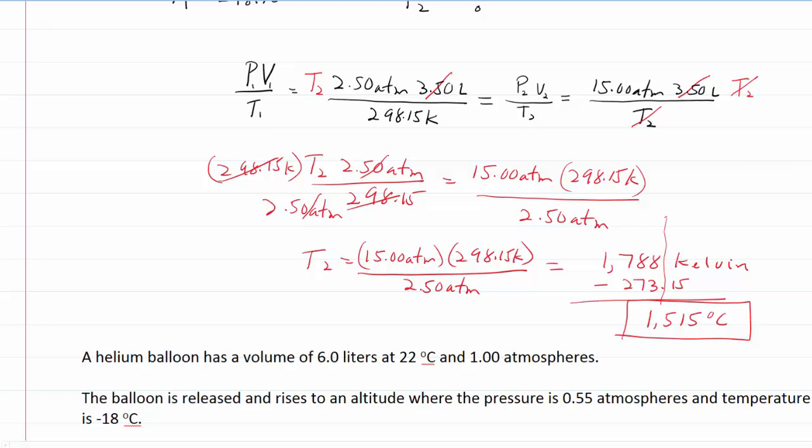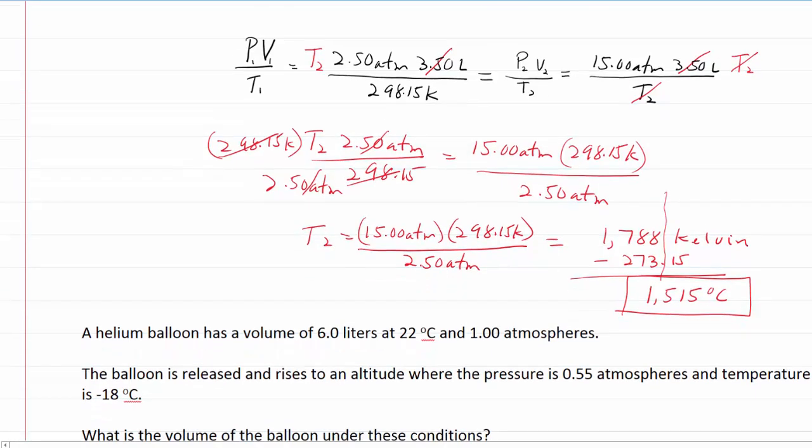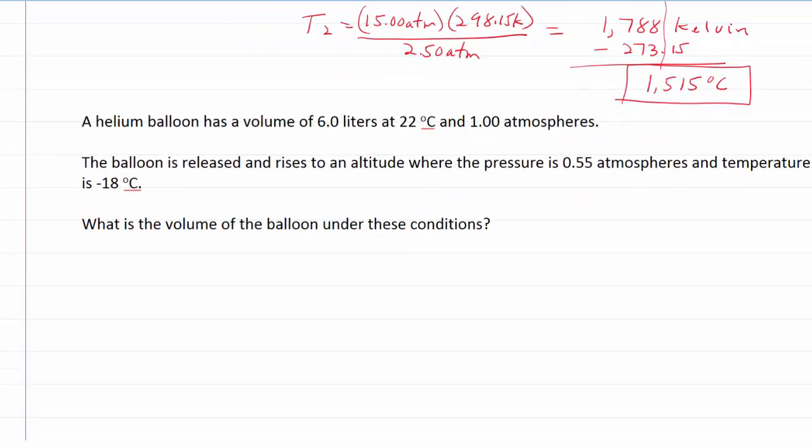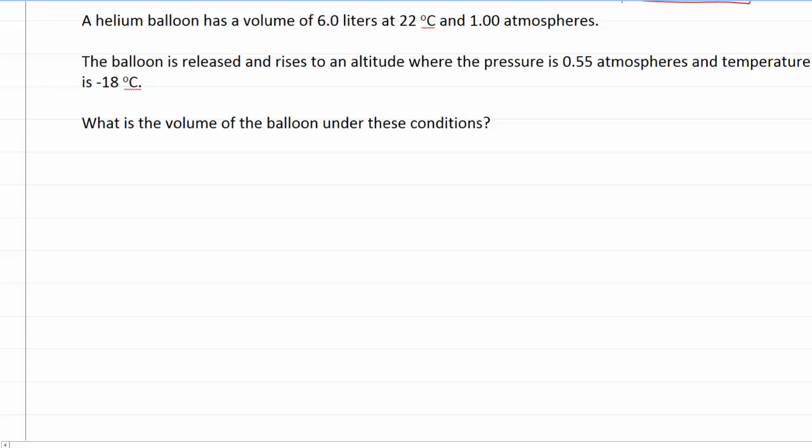All right. Let's take a look at a different problem then. It's showing that there's more than one kind of problem you can solve here. In the last problem, the volume was constant. I'm just going to start by setting up my table.